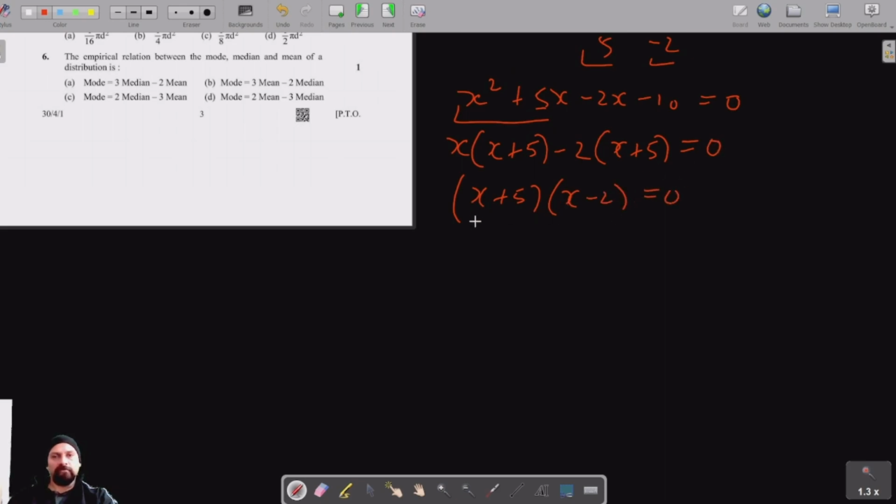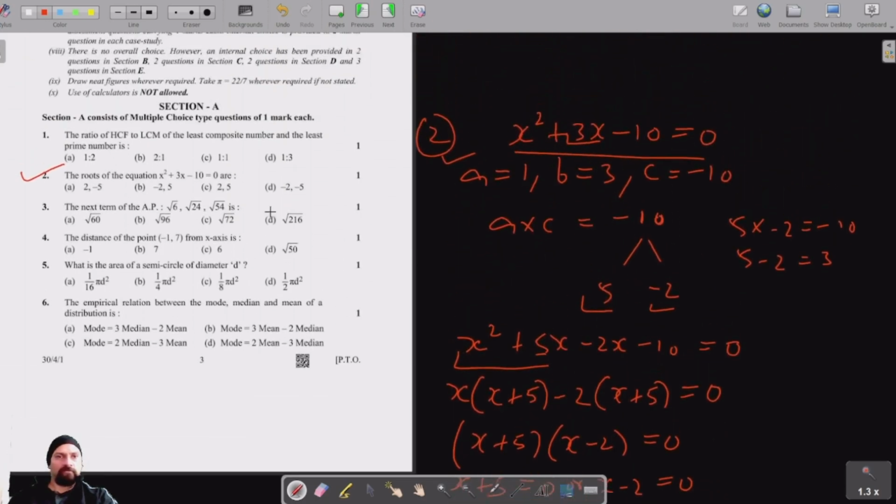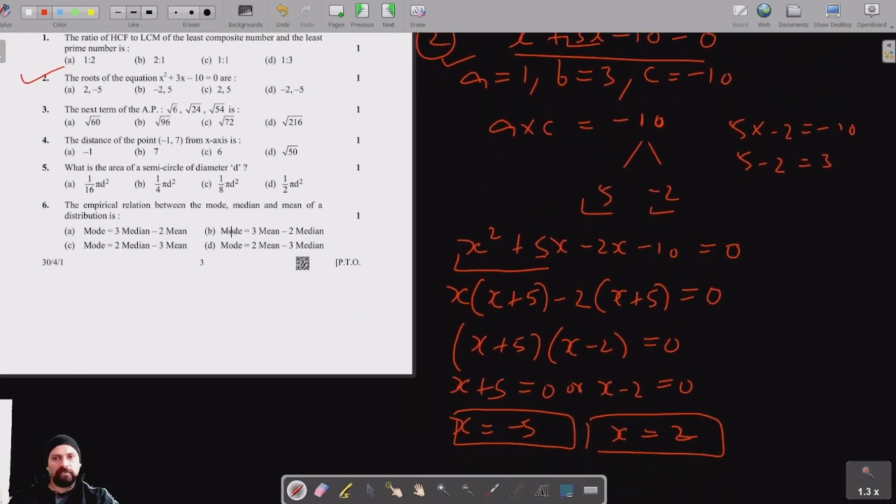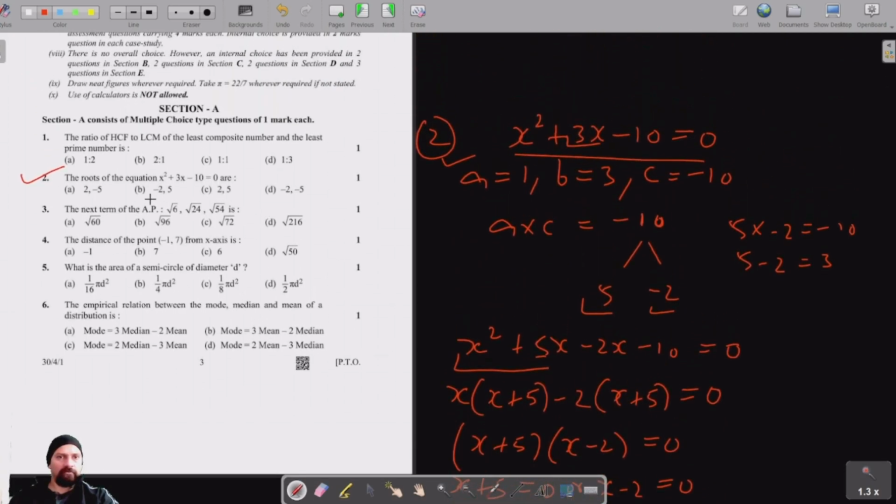Now the product of two terms is 0 when either one of them is 0. We don't know which one is 0, so let's assign: either this is 0 or this is 0, which gives us x is equal to negative 5 and x is equal to 2. So here the correct option is negative 5 and 2, which is the first option. So A is the correct answer. Okay, let's move on to question number 3.